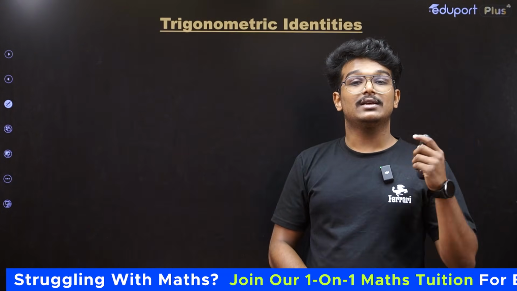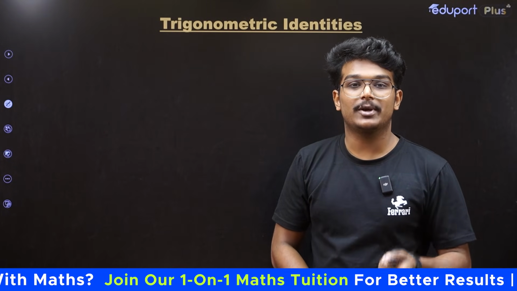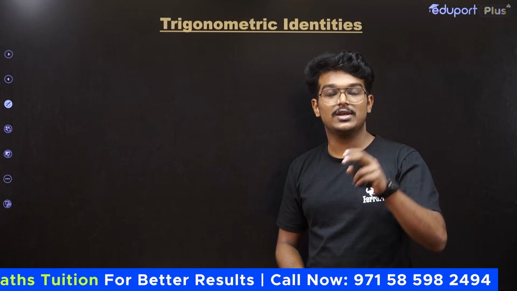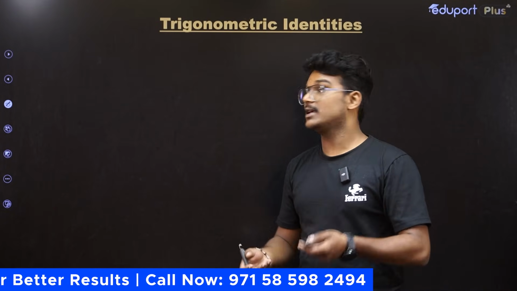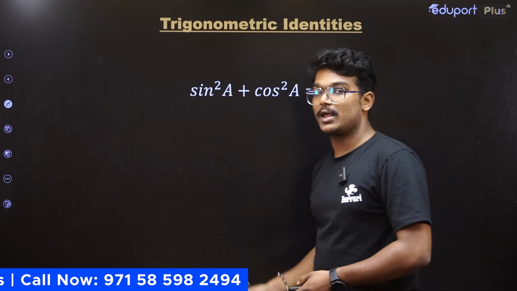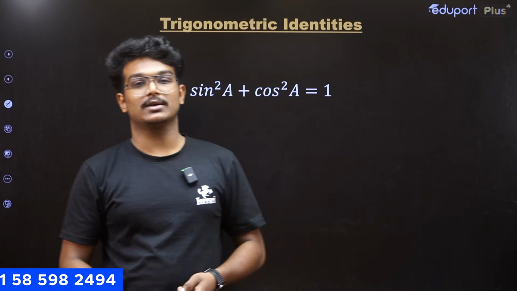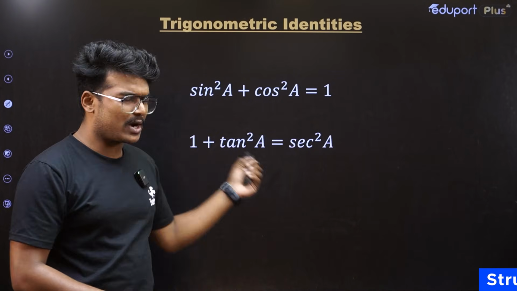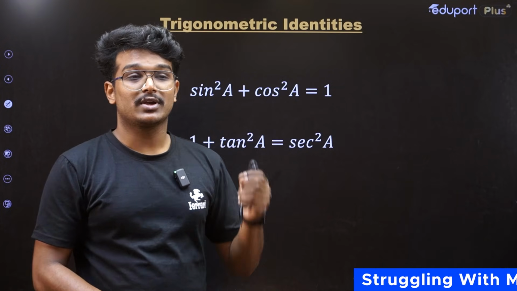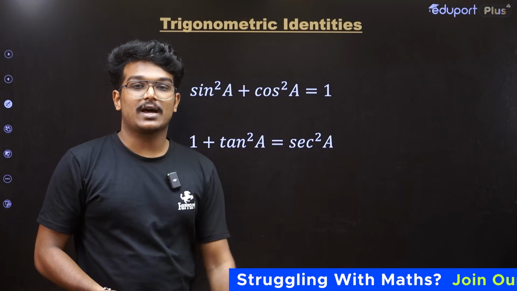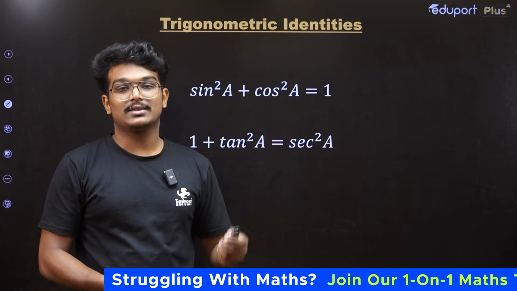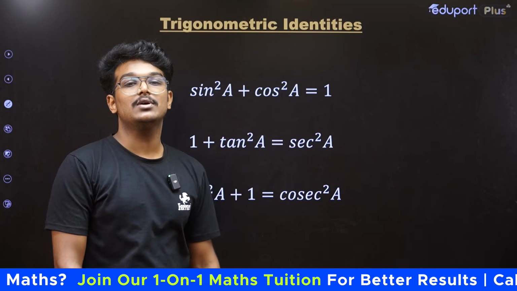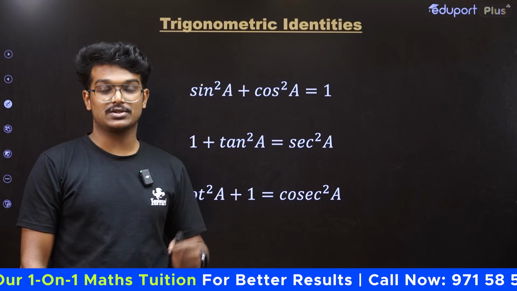Okay. Then the next topic is the trigonometric identities. There are three trigonometric identities. The first one is sine square A plus cos square A is equal to 1. The second one is 1 plus tan square A is equal to sec square A. Then the third and the last one is cot square A plus 1 is equal to cosec square A.